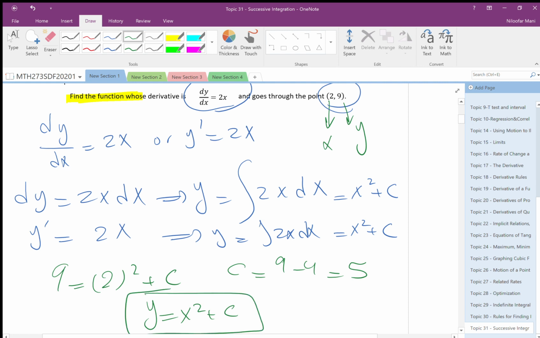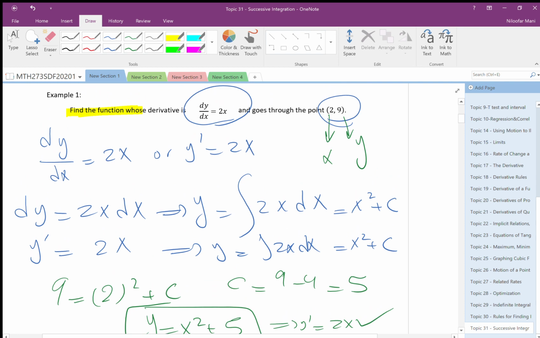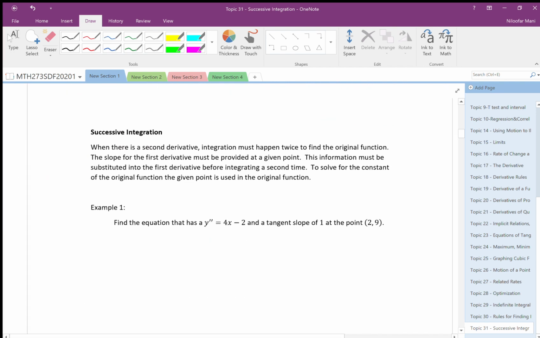I can check my answer. I can see y prime is 2x. Perfect. And also I can see 9 is 2 squared plus 5. Oh, sorry, I have to use 5 here. So instead of an infinite number of answers, I just have one answer, which is that. Now I can continue to the next lesson.